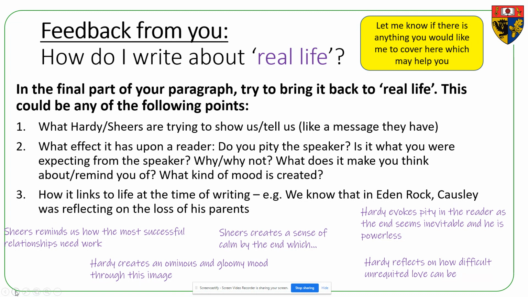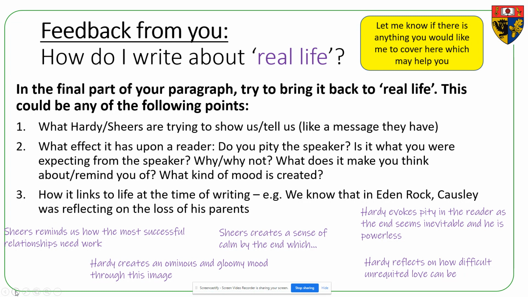And then thirdly, how does it link to life at the time of writing? So for example, in Eden Rock, when we come to study that, we know that Charles Causley, the writer there, was reflecting on the loss of his parents. So how it links to kind of the writer's true life or the life at the time. And then what I've done is just some examples of real life sentences that you could put in here.